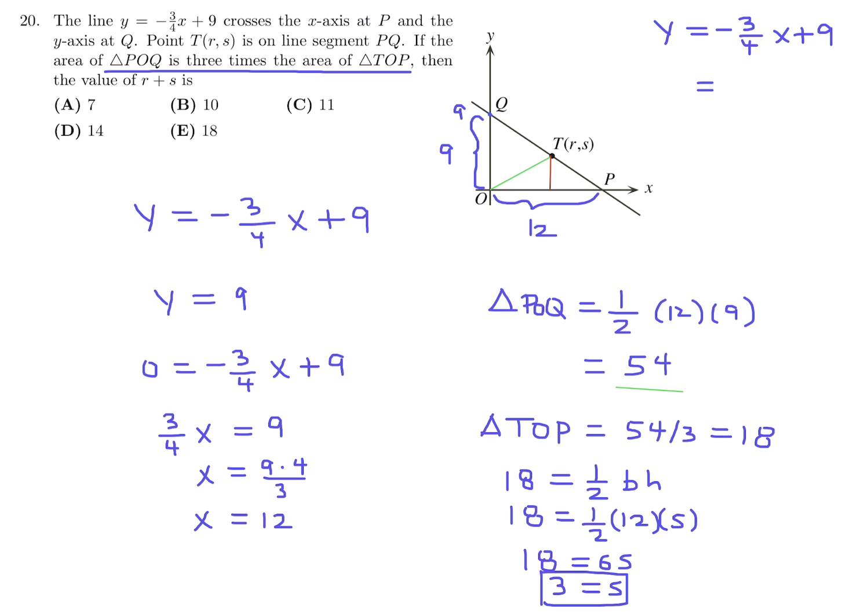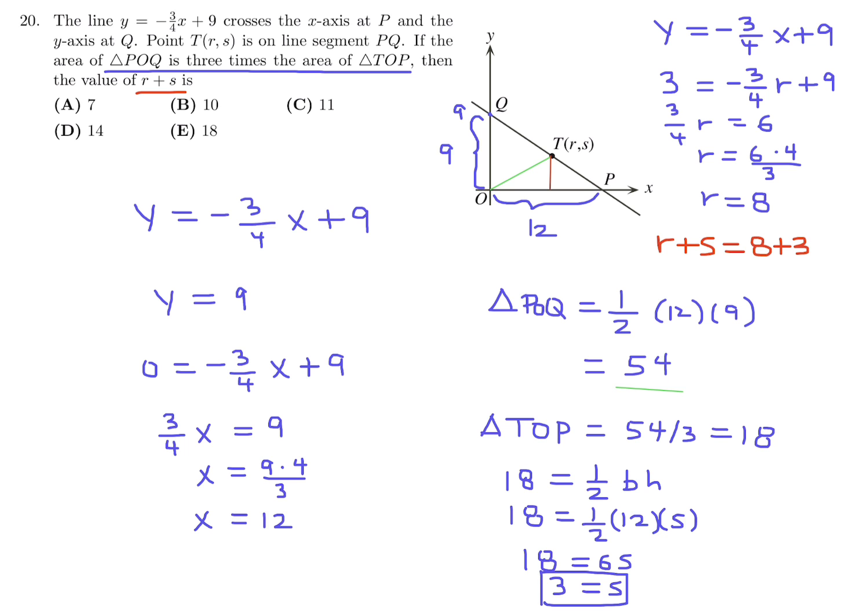S we already figured out was 3, so S represents the y coordinate. So put 3 here, correct? -3/4. Our x is actually represented by the letter r, so put that in there. And therefore, solving for this, we get 3/4 r is equal to 9 minus 3, which is 6. So r would be 6 times 4 divided by 3. And that looks like 2 times 4, which is 8. So finally, what they want is r plus s. So r plus s, 8 plus 3, and that is equal to 11. So number 20, the answer is C.